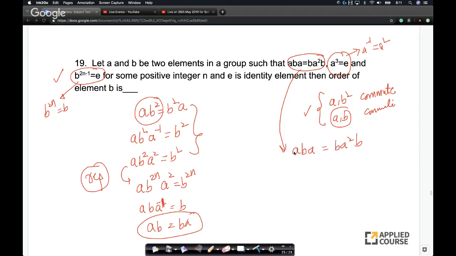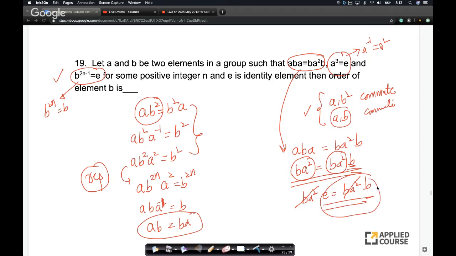So I'll write AB as BA, right? So this will become BA square equals BA square B. Look at this. This is a very surprising result, right? I got BA square into E equals BA square B, and I can do left cancellation, which means B is equal to E. If B equals E, what is the order of the element? Obviously 1, because the order of the identity element equals 1.